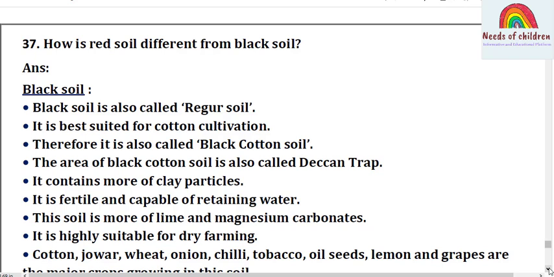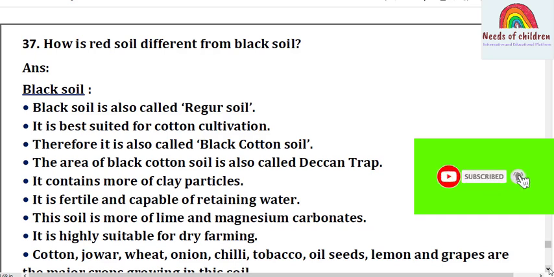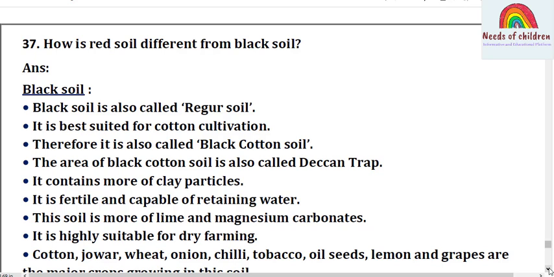Students, this is from political science, the lesson on world organizations. So you need to concentrate on 2 questions from history and 1 question from political science, and 1 more question from geography. In total, there are 4-mark questions: 2 from history, 1 from political science, 1 from geography. The last 4-mark question is: how is red soil different from black soil?